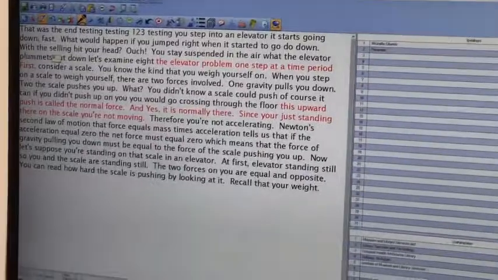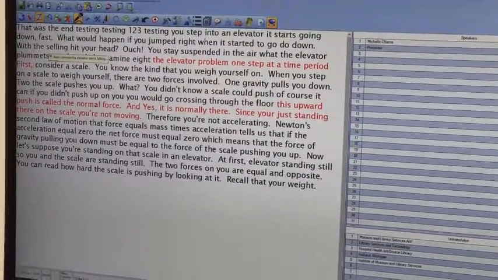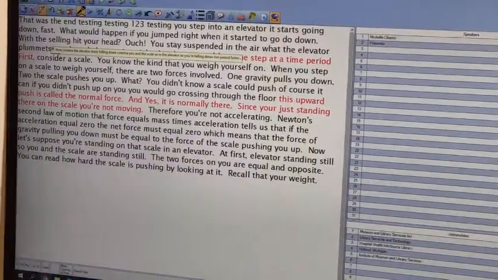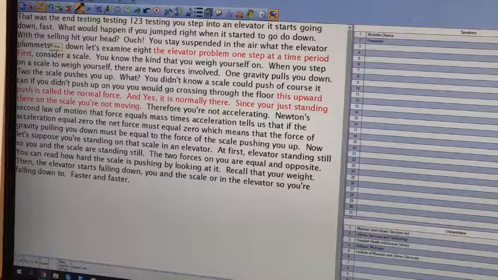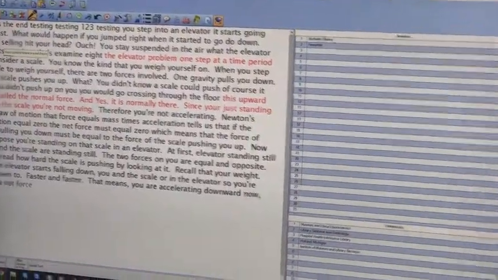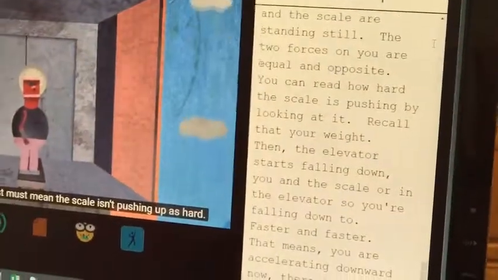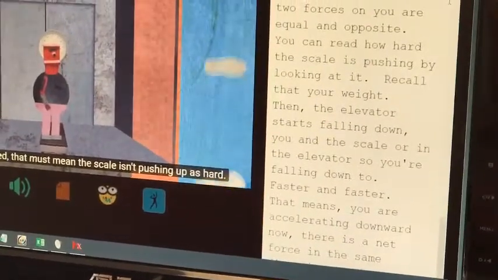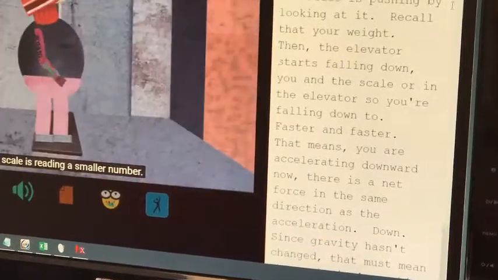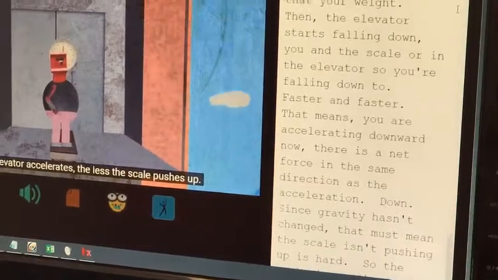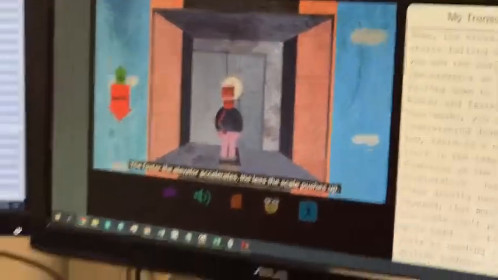Then, the elevator starts falling down. You and the scale are in the elevator, so you're falling down too, faster and faster. That means you are accelerating downward. Now, there is a net force in the same direction as the acceleration: down. Since gravity hasn't changed, that must mean the scale isn't pushing up as hard. So the scale is reading a smaller number. The faster the elevator accelerates, the less the scale pushes up.